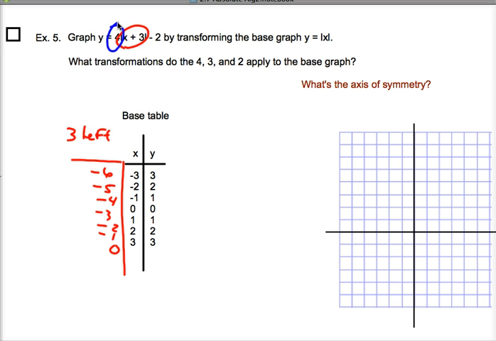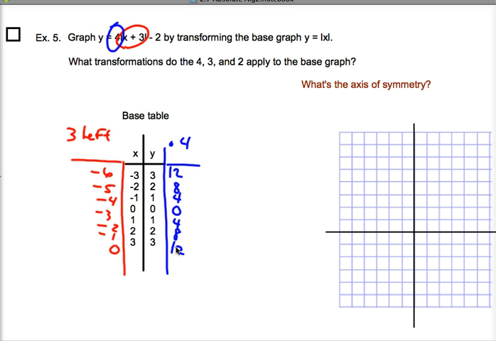Then you need to deal with the 4 because multiply comes before subtract. So what does the 4 do? That's a vertical stretch of 4. So that means I'm going to multiply the y by 4. That's how you affect something vertically. So y is going to become 12, 2 times 4 is 8, 1 times 4 is 4, 0, 4, 8, 12.